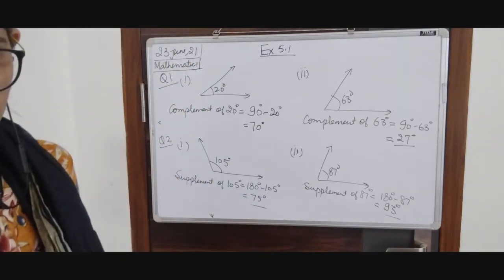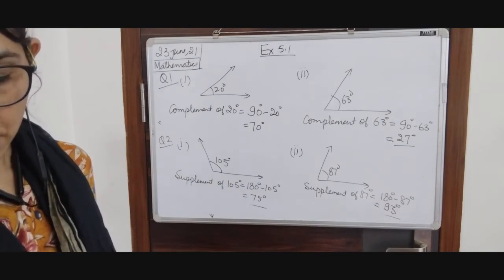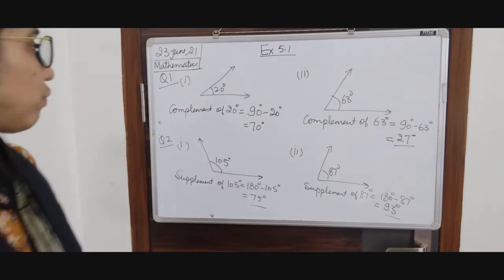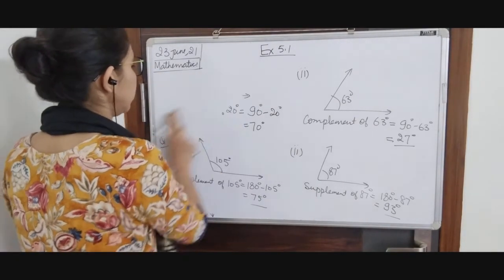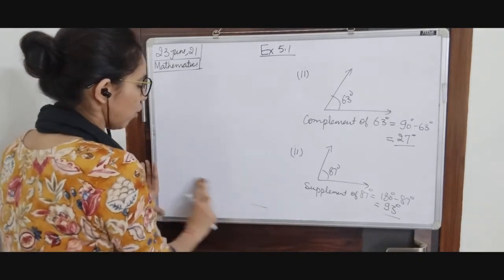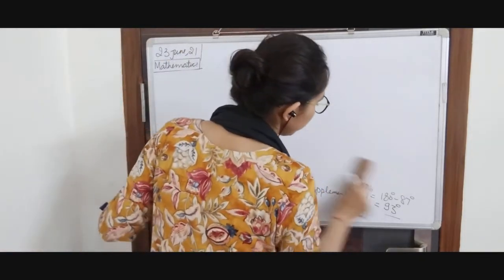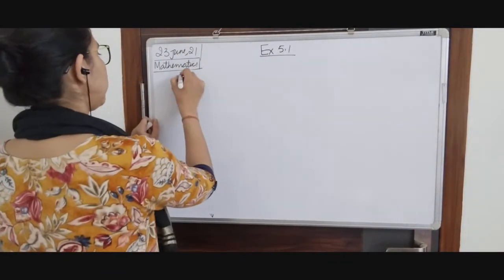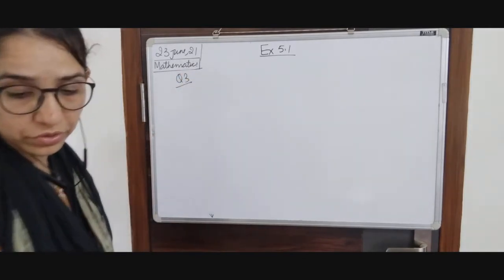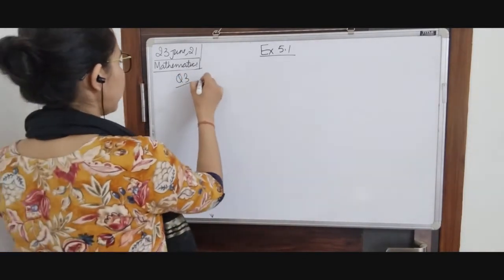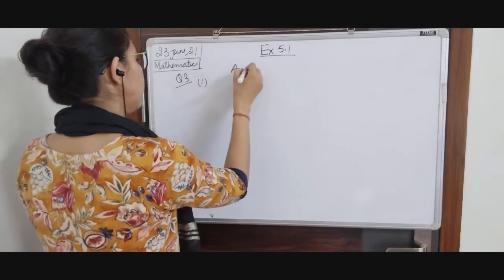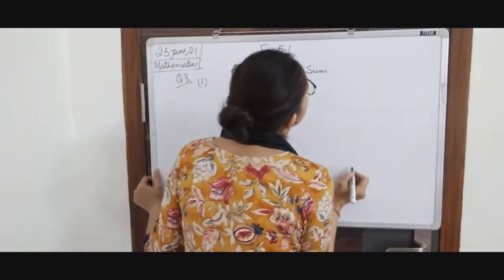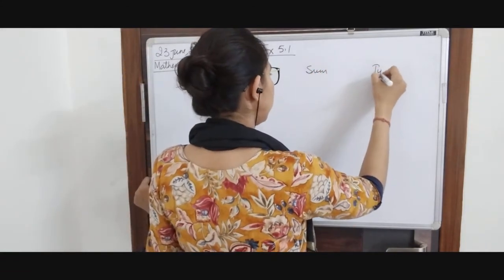Next, we have to find out which of the following pairs of angles are complementary and which are supplementary. For question number 3, we will find the sum of the given angles. If it comes out to be 90, they are complementary. If the sum of angles comes out to be 180, they are supplementary, and if it is neither 90 nor 180, then they are neither complementary nor supplementary. So I will write part A. Here I will write angles, here I will write sum, and here I will write the type.